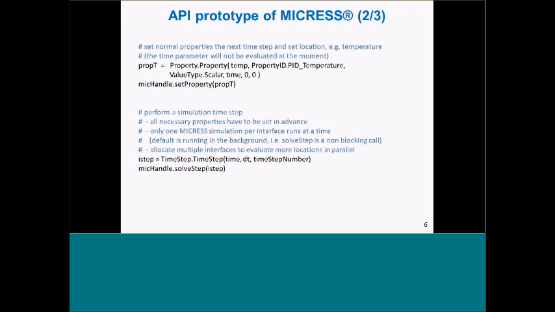The normal properties which will enrich the input files for the simulation can also be set by this method, set property. So it's temperature mainly. Then we solve the step. And this is, in the case of Micros, always a non-blocking call, so it will be run in the background. And that gives the opportunity to steer another application interface and to run several evaluations for several macro locations in parallel.